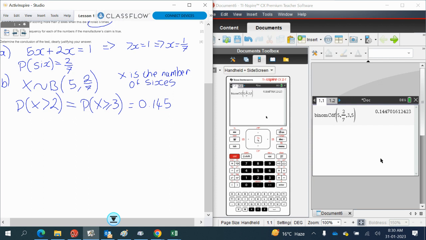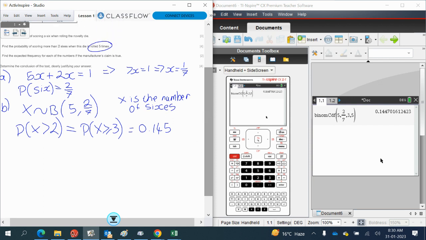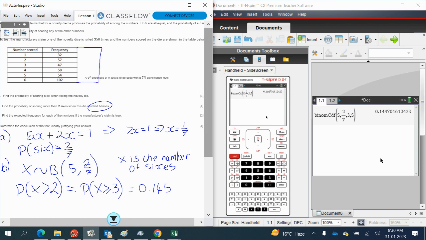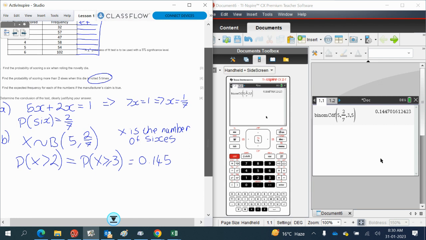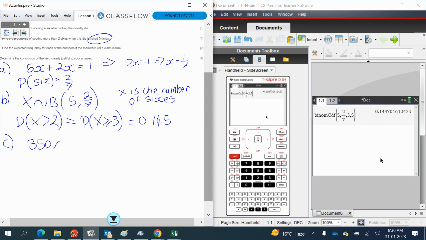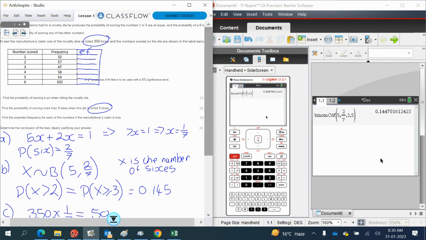So in C, we need to find the expected frequency of each of the numbers if the manufacturer's claim is true. So we're going to need to take this table of data and add an extra column for the expected frequency. We can calculate this because we're rolling it 350 times in this experiment. So we need 350 times 1/7, which is 50, and we need 350 times 2/7, which is 100. We would expect to get 50 of each of these, and 100 sixes. And those are the expected frequencies.